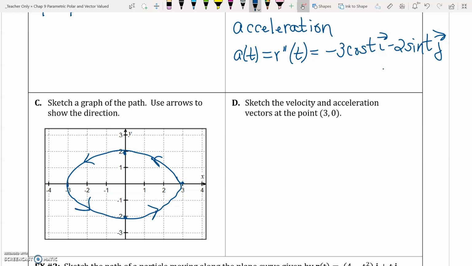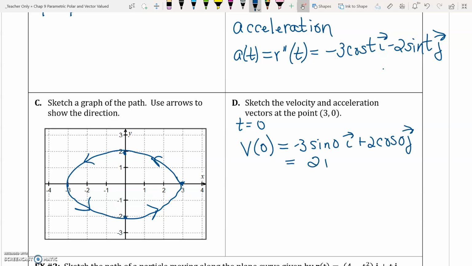And then in part D, we're supposed to sketch the acceleration and velocity vectors at the point (3, 0). So if we're at this point (3, 0), that happens when t equals 0. So we're going to substitute that into our velocity and our acceleration vectors. So v of 0 is going to equal negative 3 sine of 0 i plus 2 cosine of 0 j. And when we simplify that, we just get 2j.